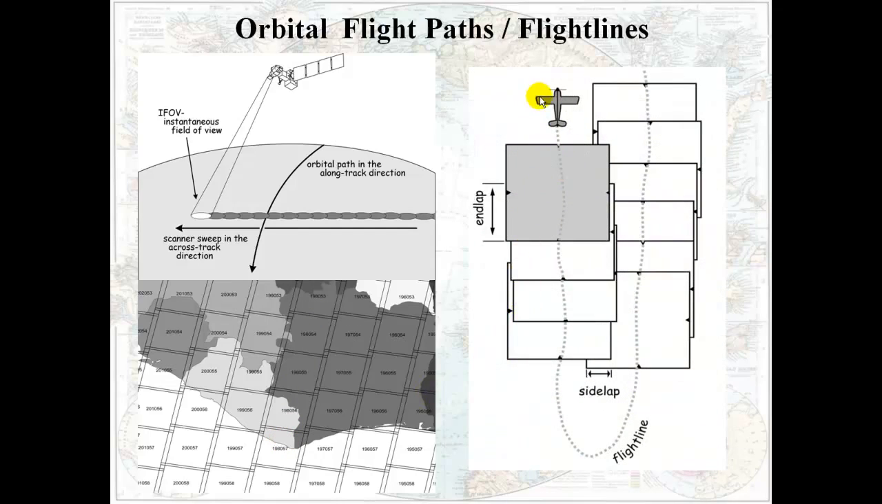With an airplane, similar things happen: you're flying your airplane and capturing images as you go, and you have overlap on the ends, and then when you turn around and come back in the other direction, you have side lap. So your images are not going to be perfectly distinct tiles, and you're going to have to do a lot of correction to make sure that everything weaves together properly.